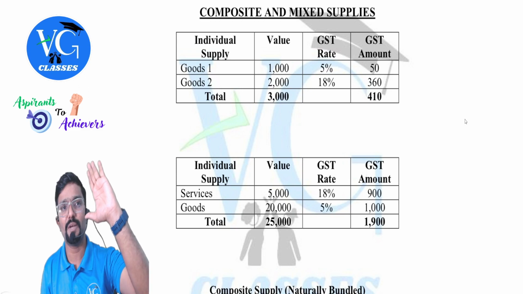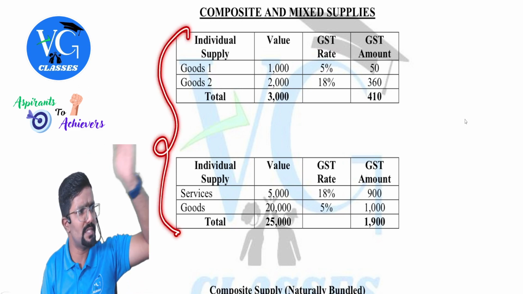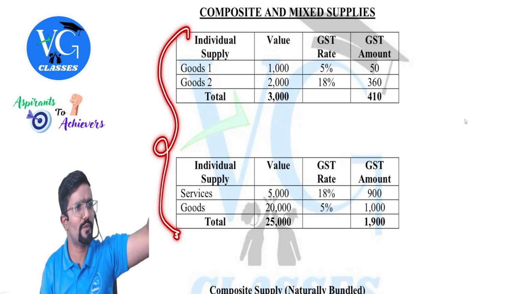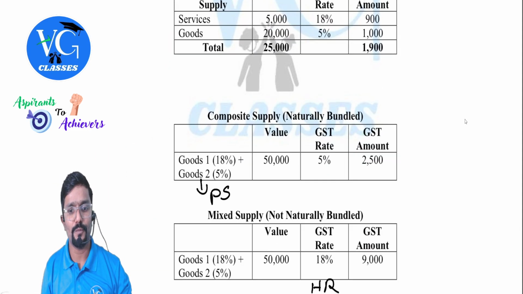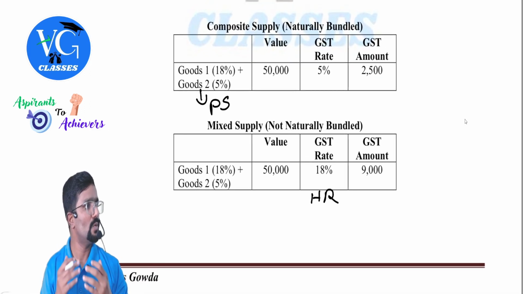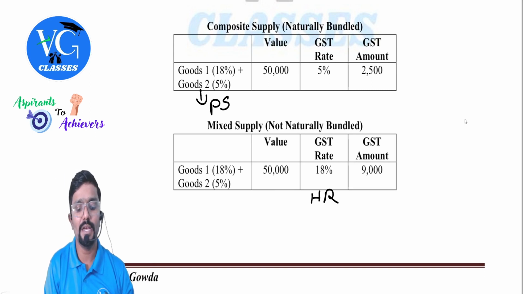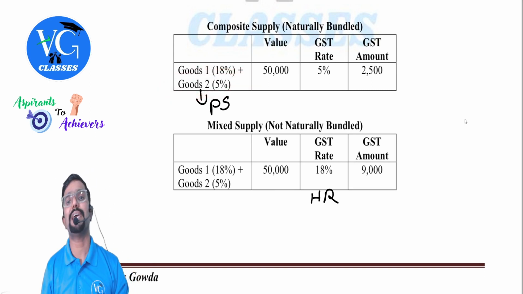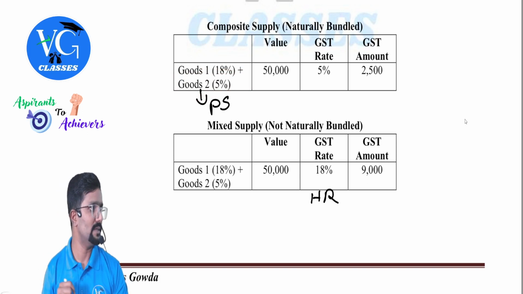So I repeat, please listen. These two are the examples for separate supplies, individual supplies. No question of composite, no question of mixed. Then coming to these two. One example I have taken for composite. One example I have taken for mixed supply. And here goods too I have taken as principal supply, guys. PS stands for principal supply.